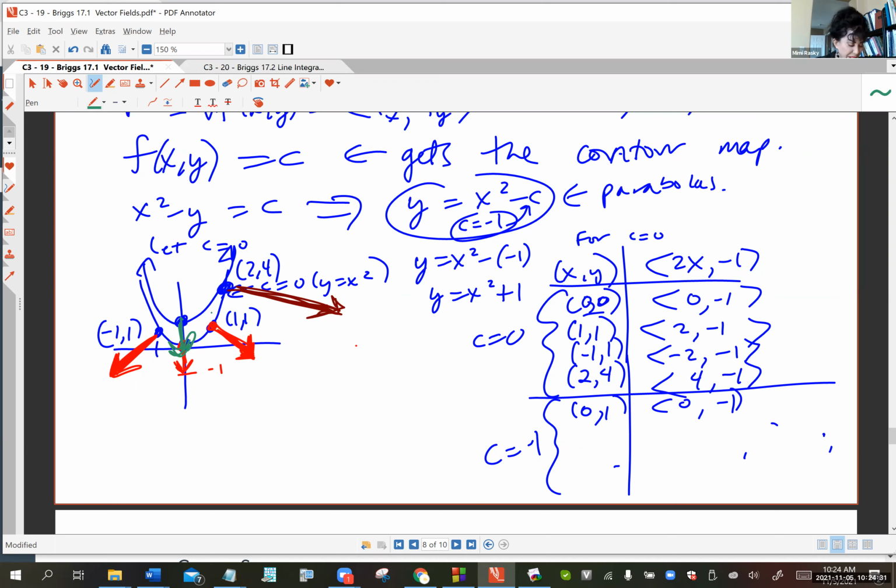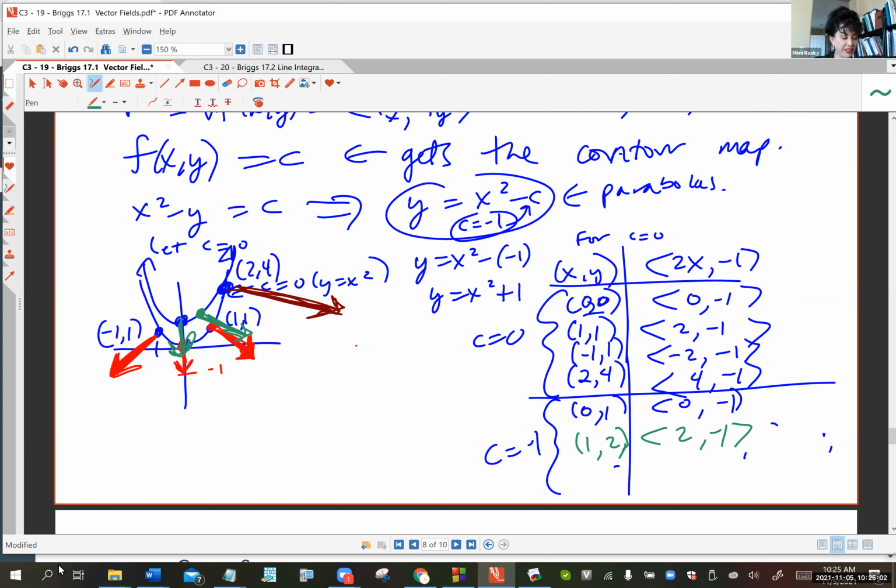But what if I pick a different point on that parabola? Pick something like, what if x were 1, then you would have 2. So the point (1, 2) is right there. When you plug that into your vector field, I would get (2, -1). So again, you're going to get vectors like this. All these vectors are going to be orthogonal to level curves.